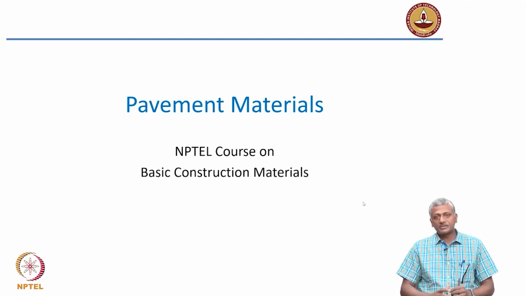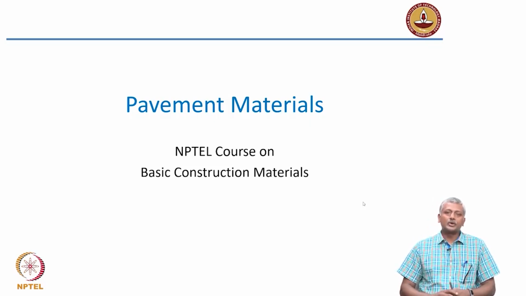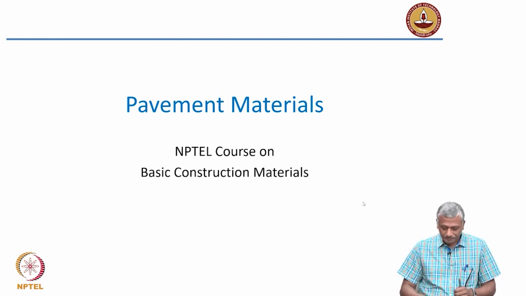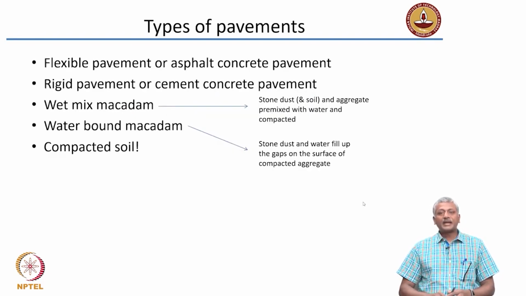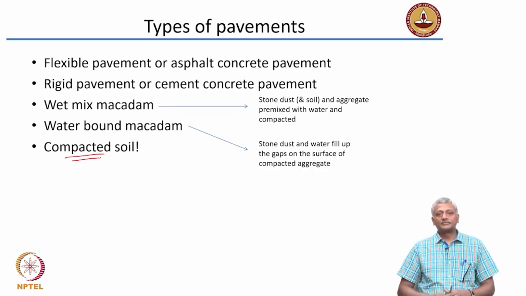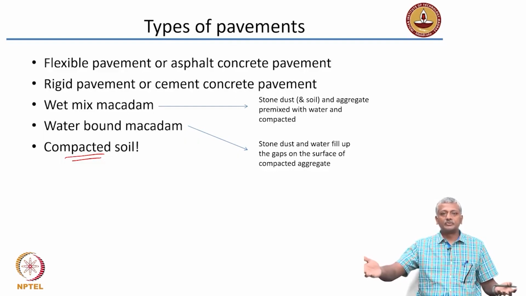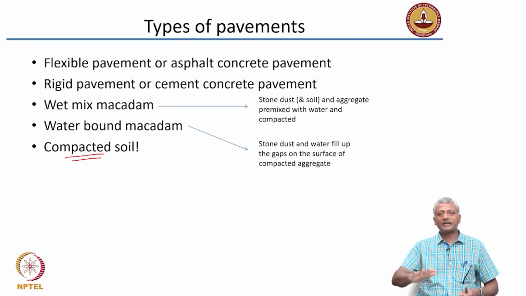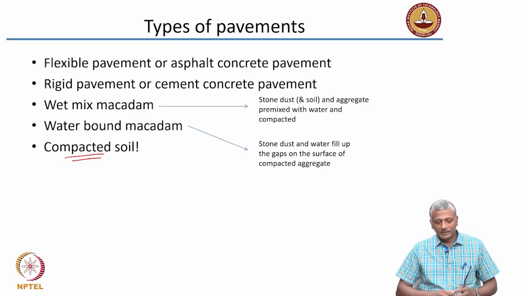So, this chapter is about pavement materials or roadway materials or highway materials. What are the different types of pavements that you come across? The simplest one obviously is a compacted soil. You just have a rough soil, right? You have a roller going over the soil, compacting it and making sure that it is smooth and plain, and that can be used as a pavement or a road.